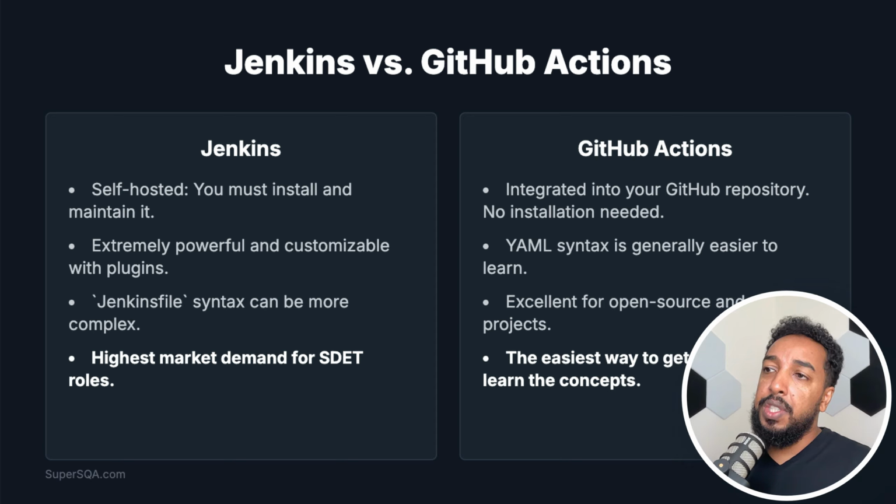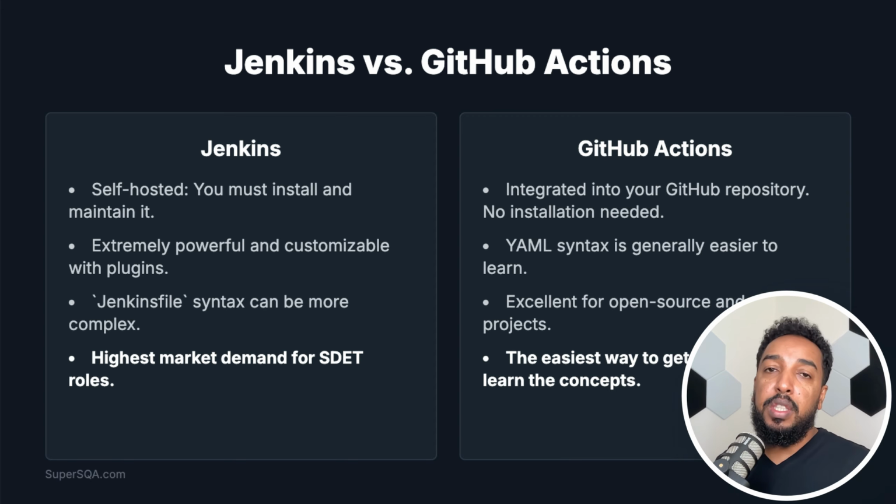The big difference is Jenkins is self-hosted. It's free software, but you do need to run it. You do need to install it. You can install it on your computer directly, or you can use Docker to run it. In my Jenkins course, we use Docker because it gives you a more realistic environment, because Linux is very powerful, very customizable. And again, like I said earlier, there's high market demand for an SDET.